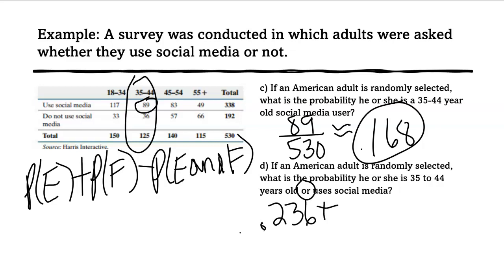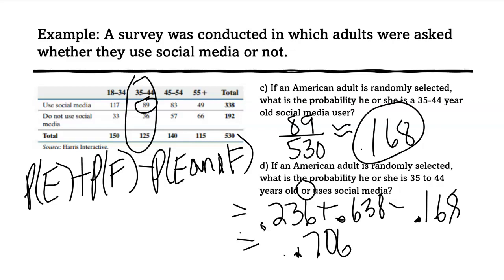And that'll be plus the probability that he or she uses social media. We found that in part A, that's 0.638. And then we will subtract the overlapping region that he or she is 35 to 44 years old and uses social media. We found that in part C, which was 0.168. So add all that together and subtract that, and you end up getting a total of 0.706. So that will be your answer for the probability that a person that is randomly selected is 35 to 44 years old or uses social media.